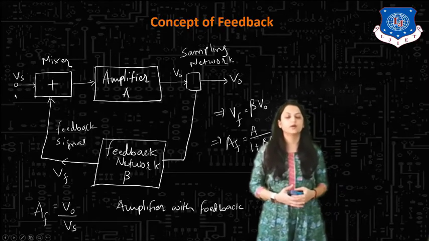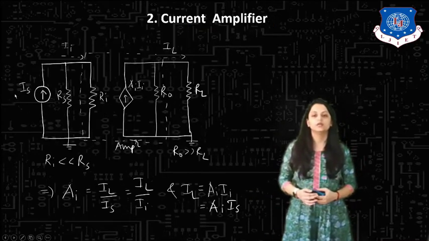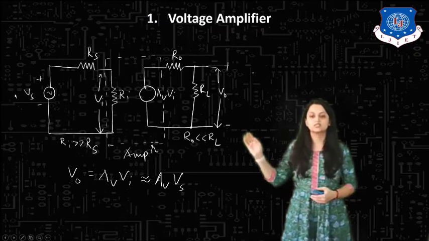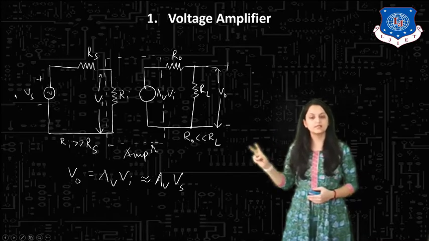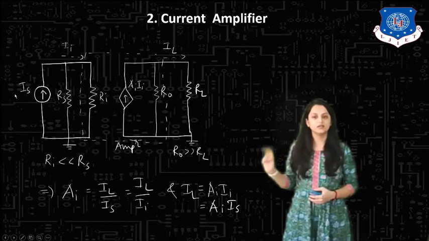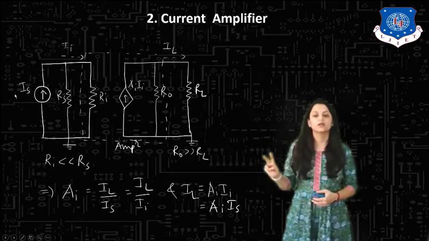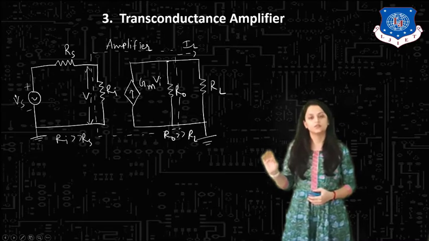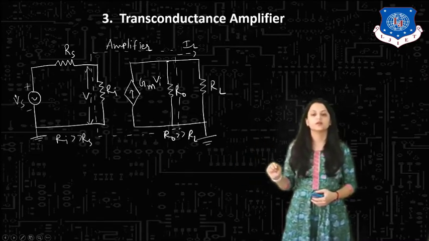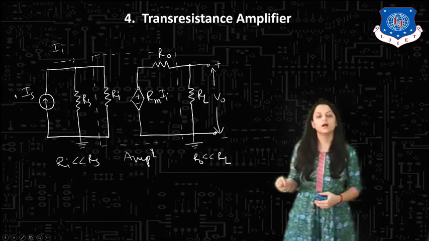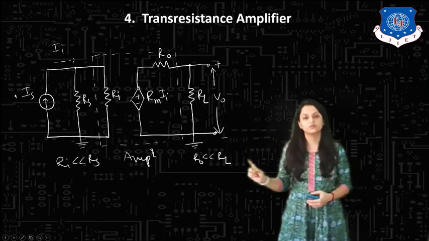Now let us see the next one, concept of feedback. Before seeing this, I hope that these four differences are clear to you now. This is a circuit diagram of voltage amplifier. Two voltage sources, Vs, Av Vi. Here in second, current amplifier. Two current sources, Is, Ai Ii. And third one, transconductance amplifier, where first is voltage source, second is current source. And in the fourth one, transresistance amplifier, first is current source and second is voltage source.